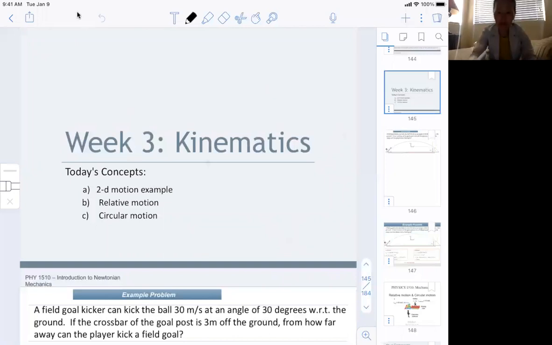Good afternoon, everybody. Today we are going to discuss one more example for 2D motion, a lot of times we call them projectile motion because when we throw something, it's going in this parabolic trajectory. So it's parabolic 2D motion. We will do one more example of that, and then we will discuss relative motion. We'll touch on circular motion briefly, but mostly we'll finish the discussion for circular motion in the next class. Okay, so let's take a look at this example.